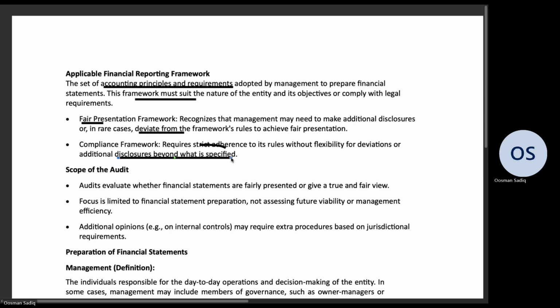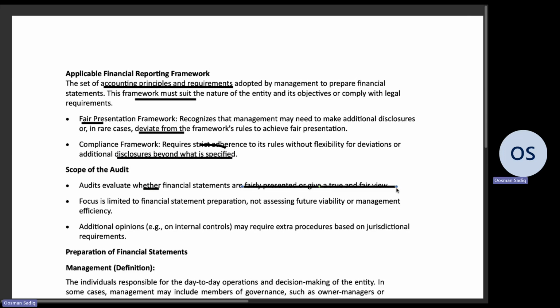So, you know, fair presentation framework, management may need to be a little flexible or may need to deviate to give a better presentation. Compliance framework, you follow as is. Scope of the audit. Audits evaluate whether financial statements are fairly presented or give a true and fair view.